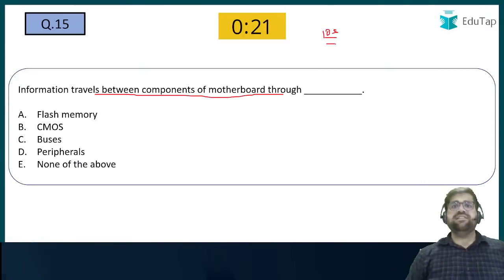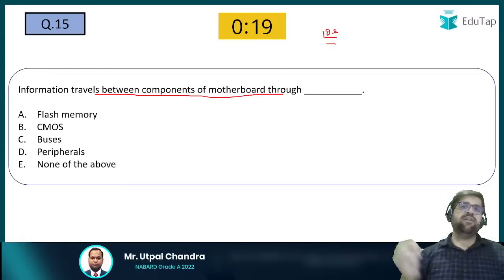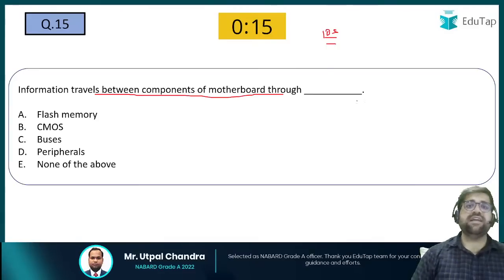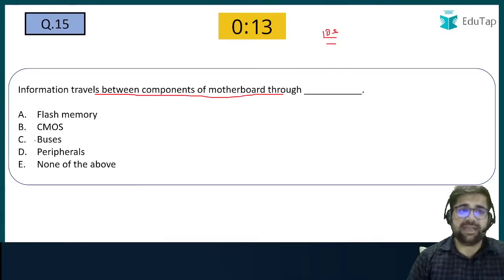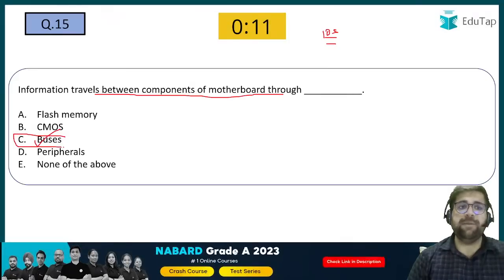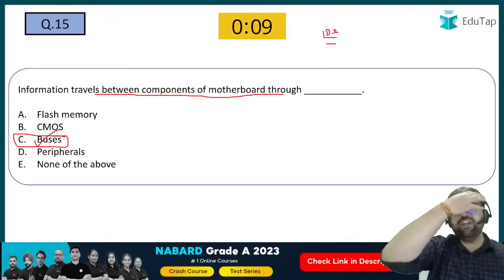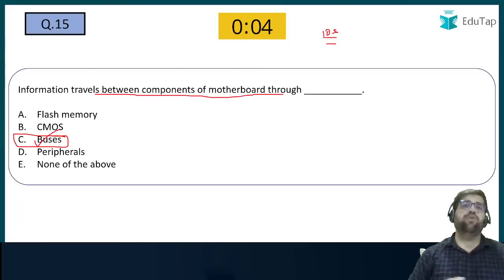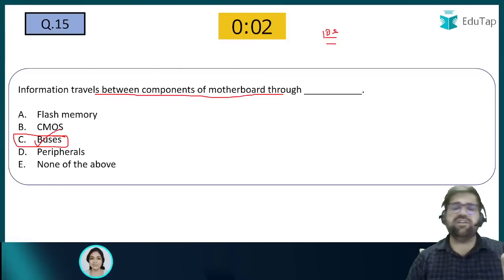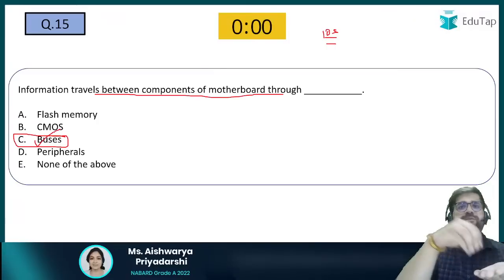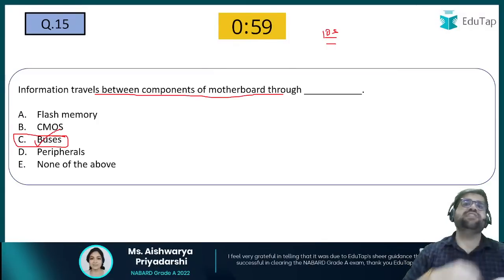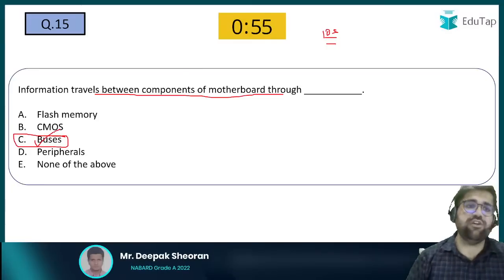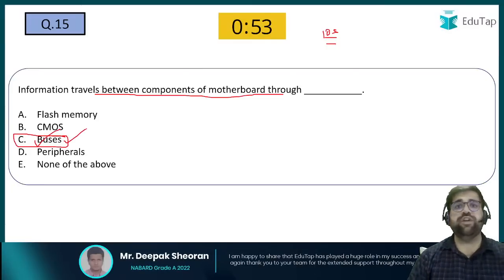Motherboard, mind you, my friends, is a component in which different components of computer are stored. It is a kind of hardware. Yes, the correct answer is buses. Buses are that particular thing in which the information between different components of motherboard will flow. For example, if my hand is a motherboard and I have different things on it, all these things will coordinate with themselves with the help of buses. Please remember, this is one of the famous concepts of computer knowledge.